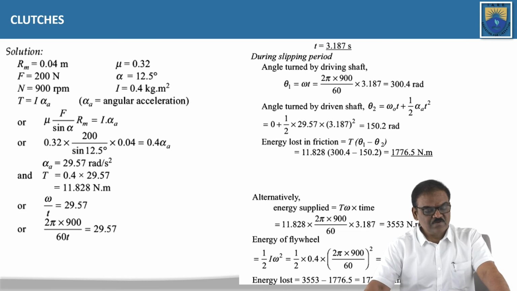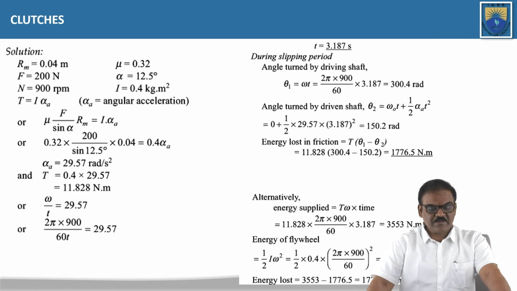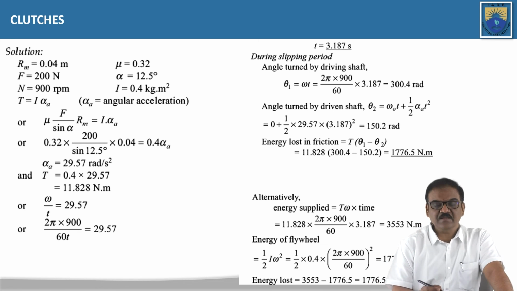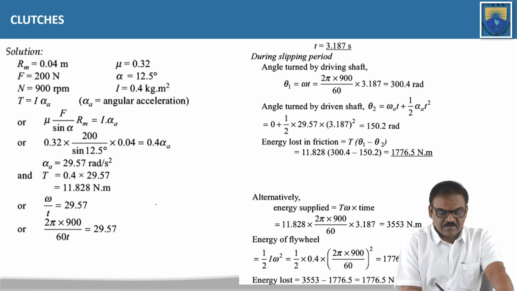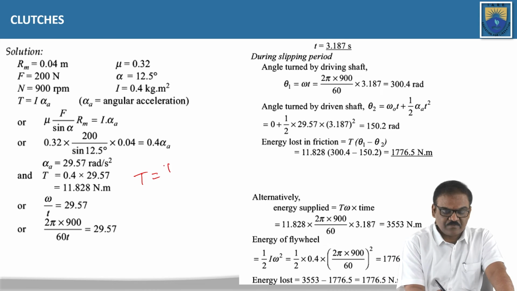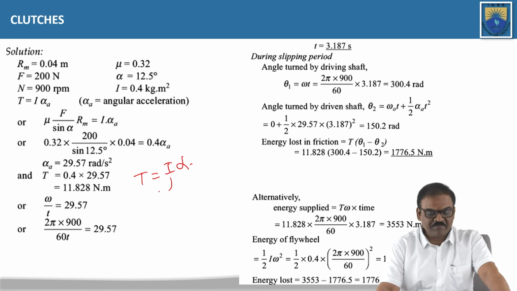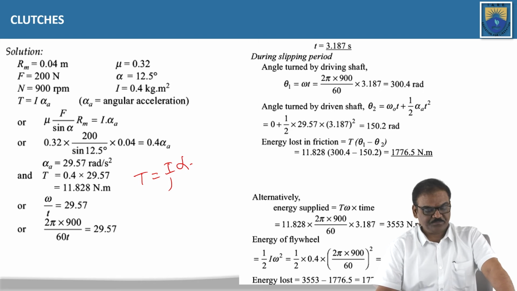And the solution gives mean diameter is 0.04 meters, coefficient of friction 0.3, F is 200 newtons, semi-cone angle is 12.5 degrees, RPM is 900 RPM, and moment of inertia is 0.4 kg m square. And we know that the torque by theory, the other formula for this one, T is equal to I into alpha, where I is the moment of inertia, alpha is the angular acceleration.